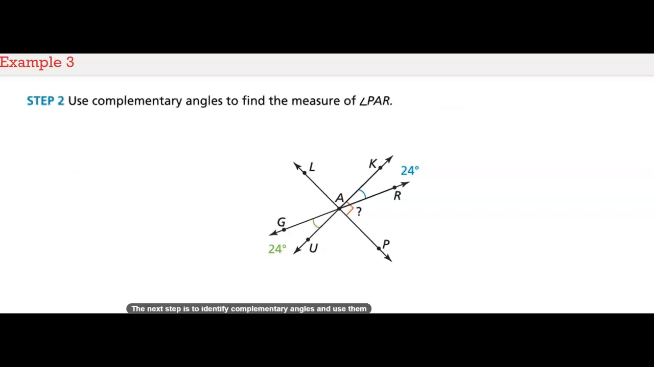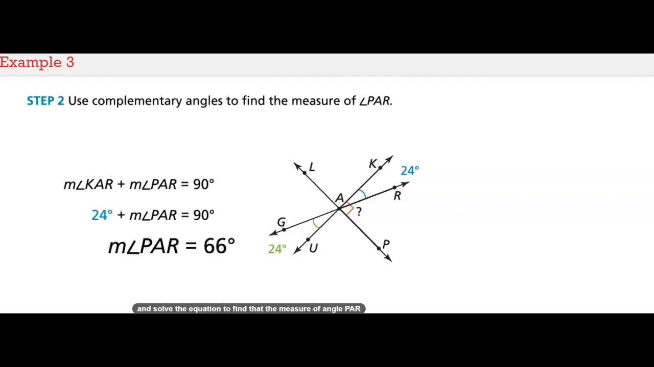The next step is to identify complementary angles and use them to find the measure of angle PAR. Angle KAR is complementary to angle PAR, so the sum of their measures is equal to 90 degrees. Substitute 24 degrees for the measure of angle KAR and solve the equation to find that the measure of angle PAR is 66 degrees.